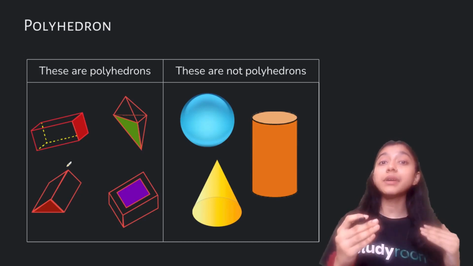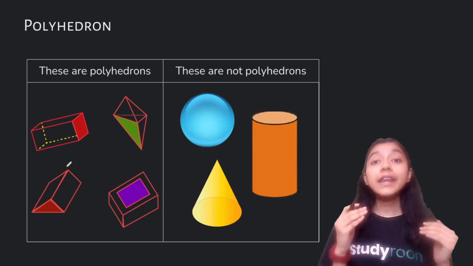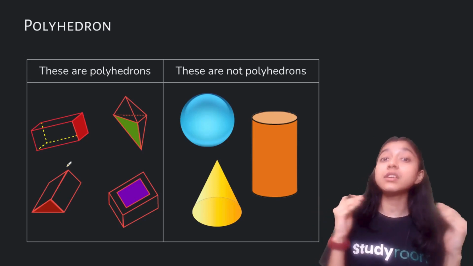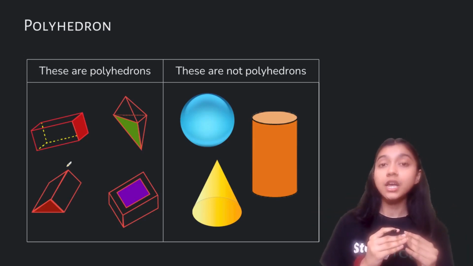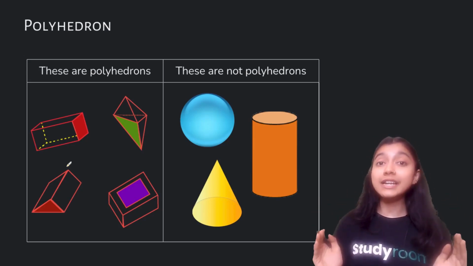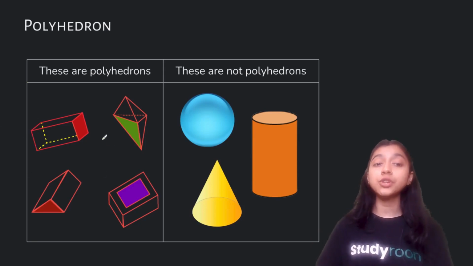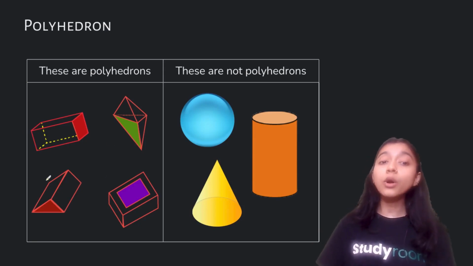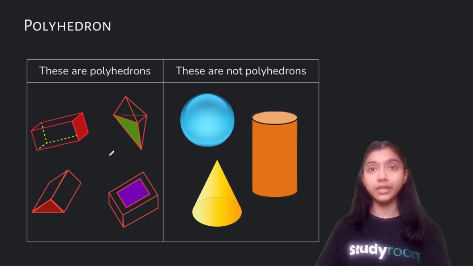Edges are the line segments that join the faces. And again the edges meet up at a single point which is known as a vertex. So this criteria is being satisfied by each and every figure given in this block. So that is why all these solids are known as polyhedrons.